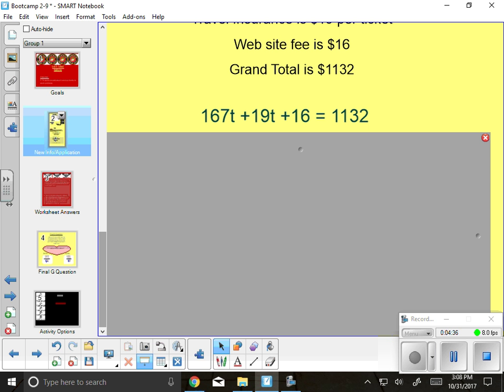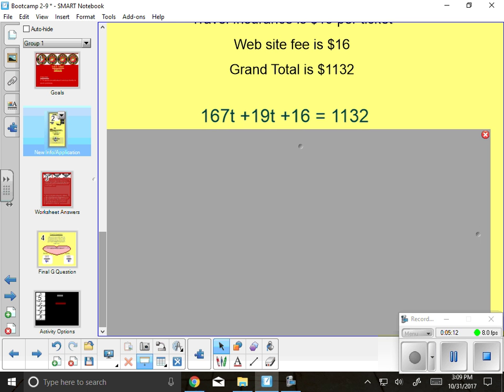we need to find T. T is going to be standing for tickets because ticket starts with T. You may use any variable. So what I did is I wrote 167T plus 19T plus 16 equals 1,132. The reason why I put T's next to the 167 and the 19 is because we don't know how many tickets they bought, and that's what we're trying to figure out. We know that the website fee is just an overall charge, and that's not per ticket. So that's why we have that as a constant.